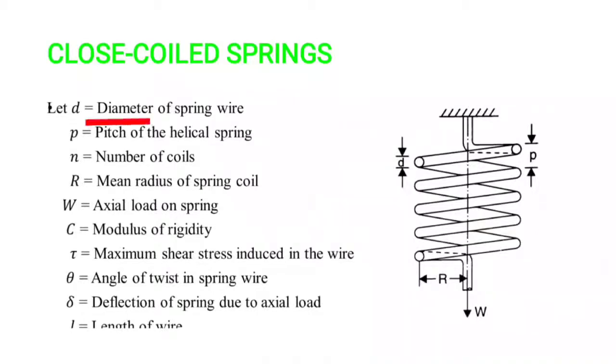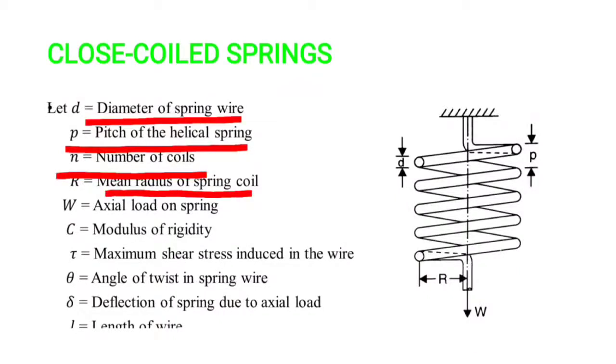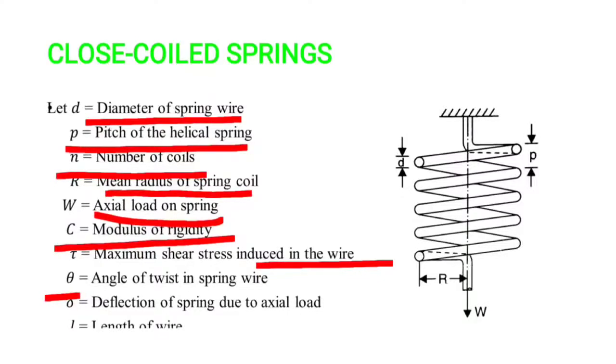Let d be the diameter of the spring wire, p the pitch of the helical spring, n the number of coils, R the mean radius of the spring coil, W the axial load on the spring, C the modulus of rigidity, tau the maximum shear stress induced in the wire, theta the angle of twist in the spring wire, delta the deflection of the spring due to axial load, and L the length of the wire.